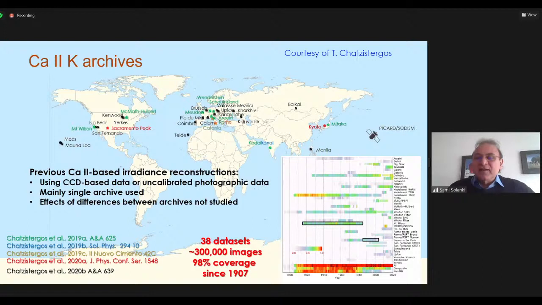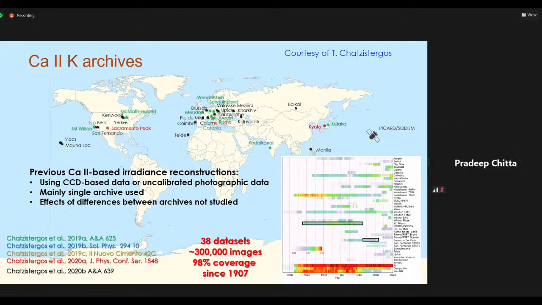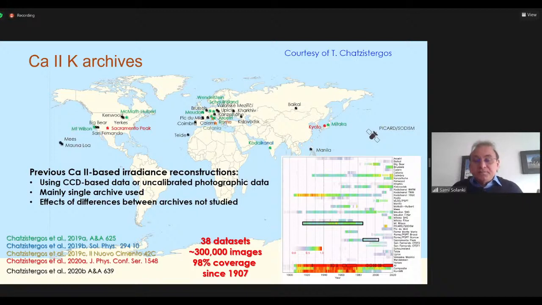Also, generally single archives have been used, usually the Mount Wilson archive, which is now highlighted in black. There is also the Sac Peak archive highlighted in black, which at that time was CCD based when it was used. But we have lots of other archives. For example, Kodaikanal, which I've highlighted now also in black, this period of time, starting in 1904, which has not been used very much for reconstructing irradiance. And what had not been done so far is to study the effects of the difference between archives.